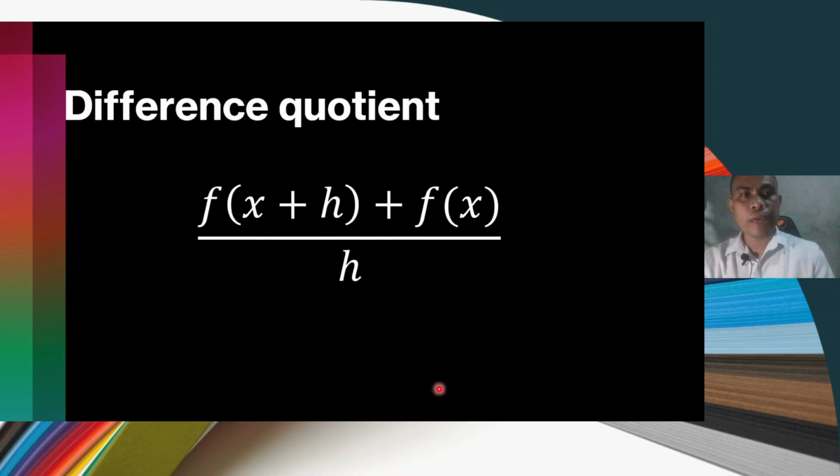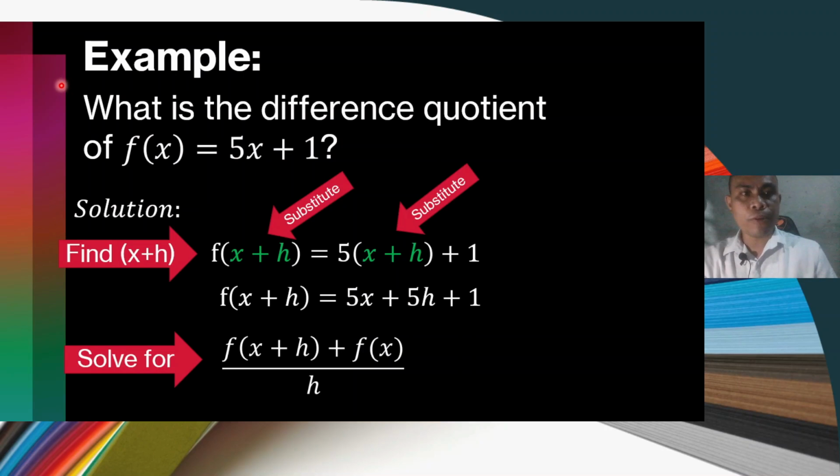And for the last one, we have the difference quotient. So, what is this, sir? This is actually used in calculus, but it's also used for evaluating functions. The formula is f of x plus h minus f of x, all over h. For example, for our difference quotient, we're going to find, given f of x equals 5x plus 1, using that formula. So, our solution, of course, is to find first our x plus h.